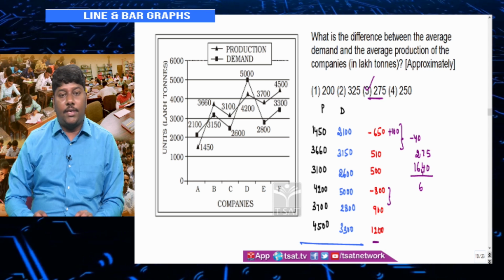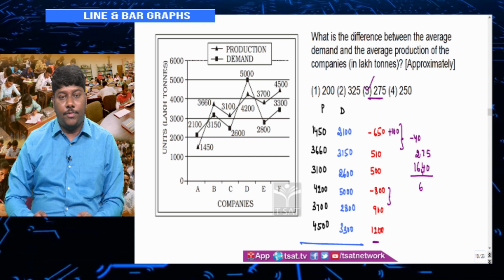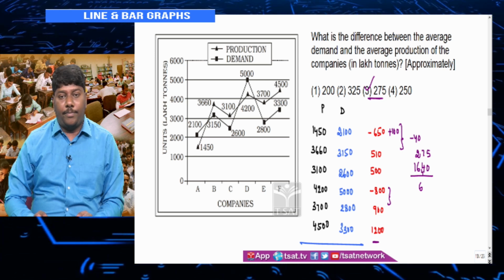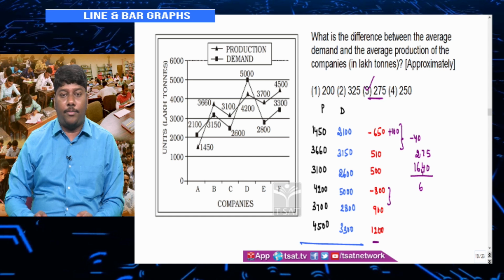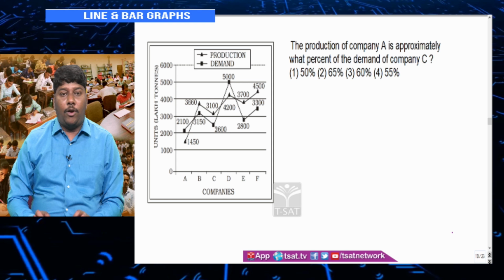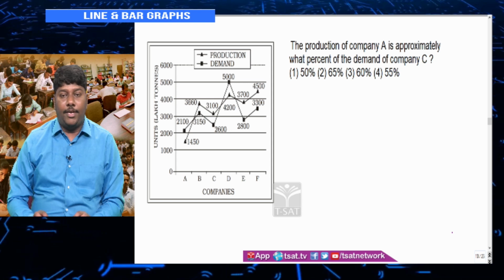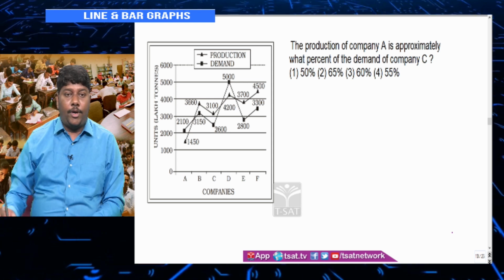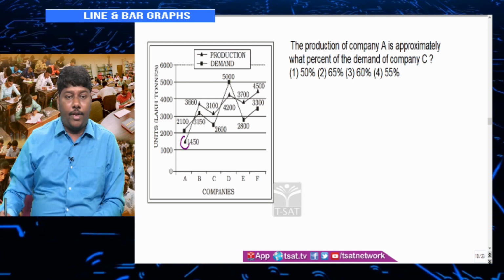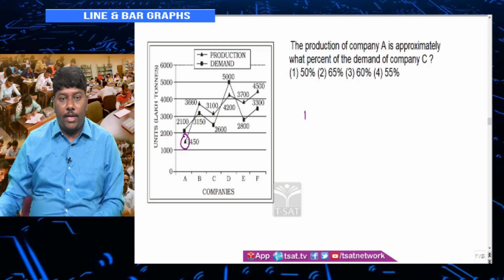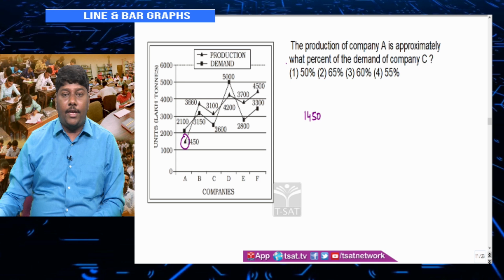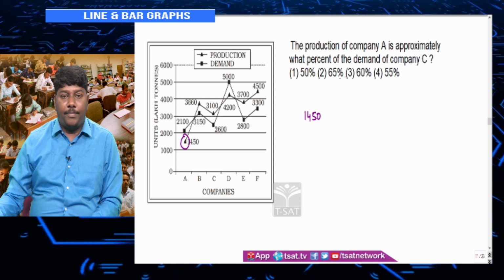So how many companies have more production? There are 4 companies with more production, and 2 companies whose demand is more than the production. The production of company A is approximately what percent of the demand of company C? Production means a triangular symbol, and it is for A. A is 1450. So he is asking: 1450 is approximately what percent of the demand of company C?